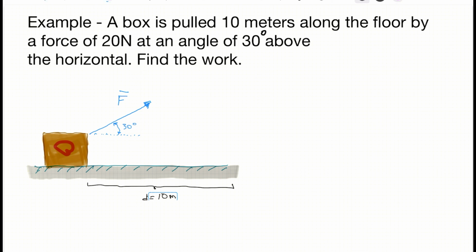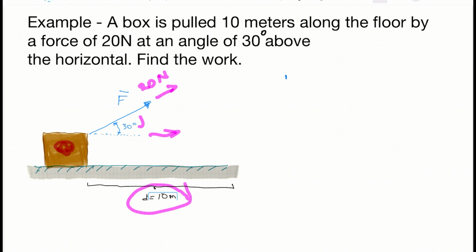So let's look at our system here. Here's our box, and the force is going to be at 30 degrees relative to the direction of motion, which is parallel to the floor. We're going to move it 10 meters, and we're going to have a force of 20 newtons. So there's what we know. And what we want to do is find out the amount of work.